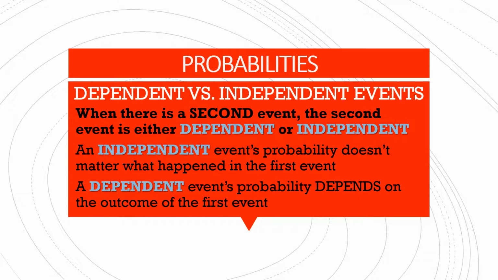So what are dependent and independent events? With an independent event, it doesn't matter what happened in the first selection. The second selection's probability is unchanged by whatever happened the first time around. A dependent event's probability depends on what happened the first time around. So what happens the first time around affects what's going to happen the second time around, and that's called a dependent event.